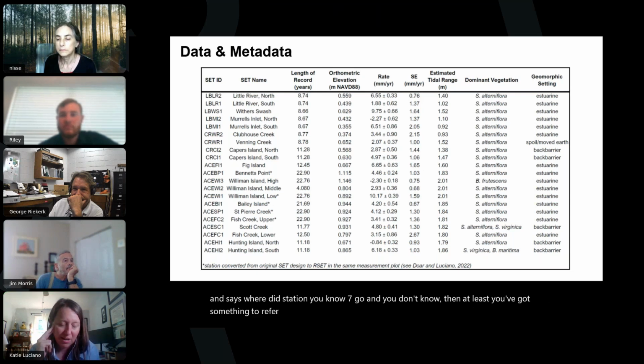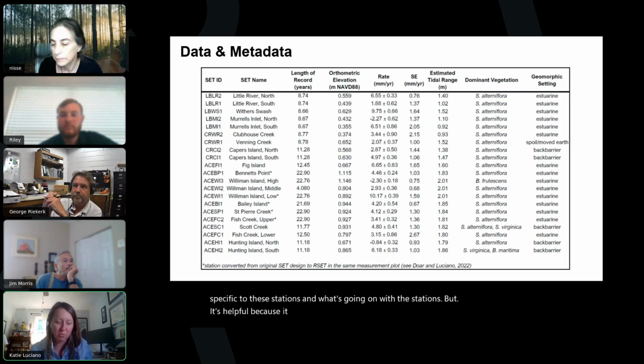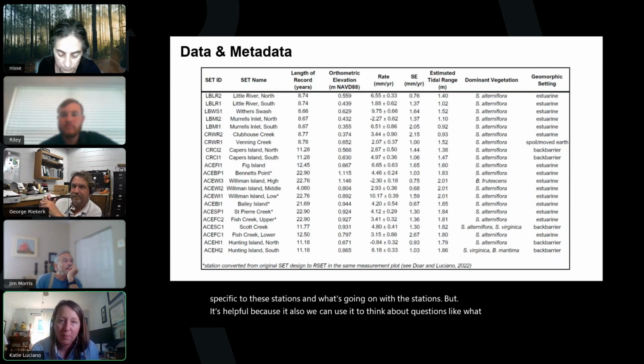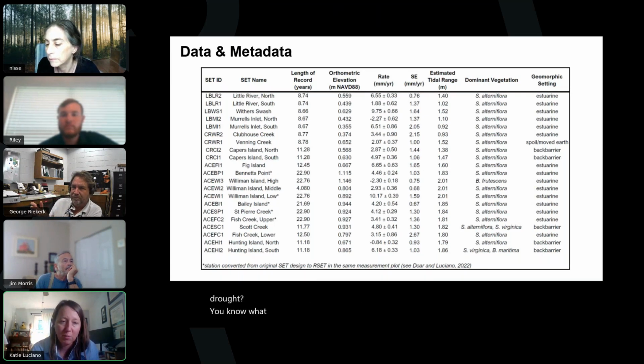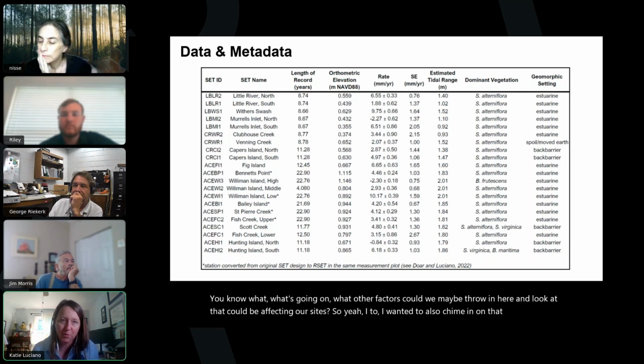Sometimes the stuff we write down is incredibly specific to these stations and what's going on with the stations. But it's helpful because we can use it to think about questions like what are the effects of drought? What's going on? What other factors could we throw in here and look at that could be affecting our sites? So yeah, I wanted to chime in on that point because it's a really important one.